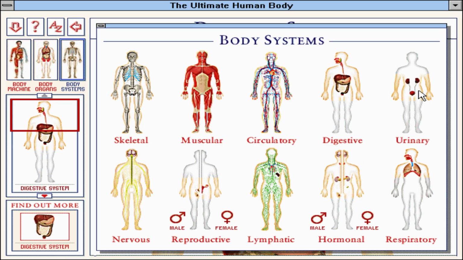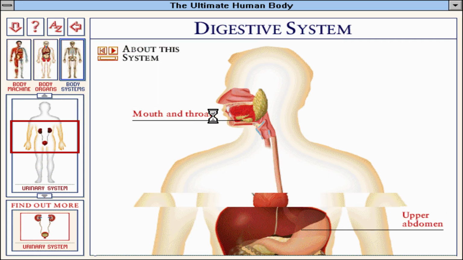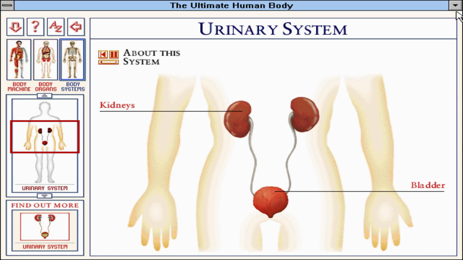Body systems. The urinary system consists of two kidneys, a bladder, and their connections. The main function of this system is to maintain a steady fluid balance in the body through the production of urine. It also gets rid of some waste products and controls the levels of salts and acids in the body.